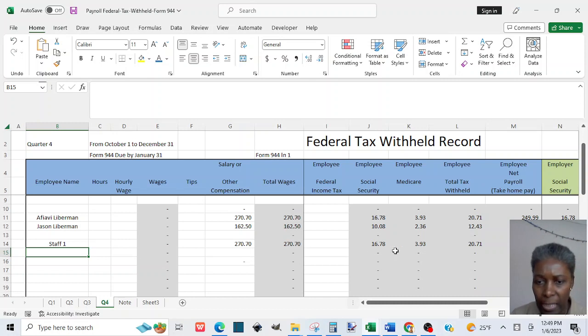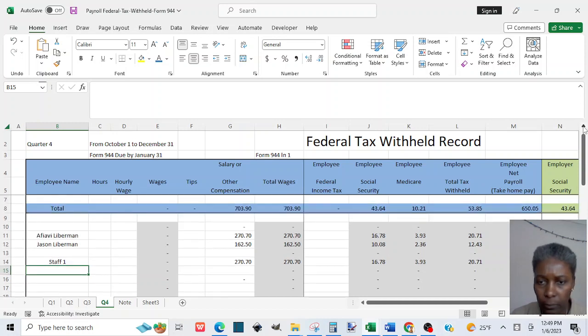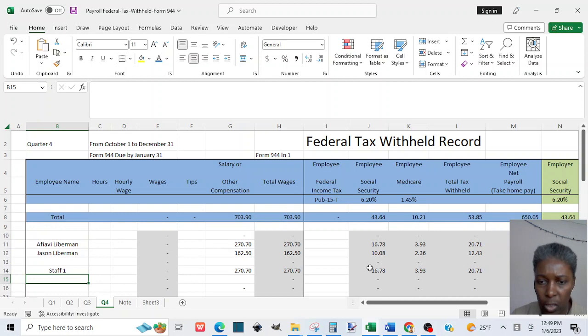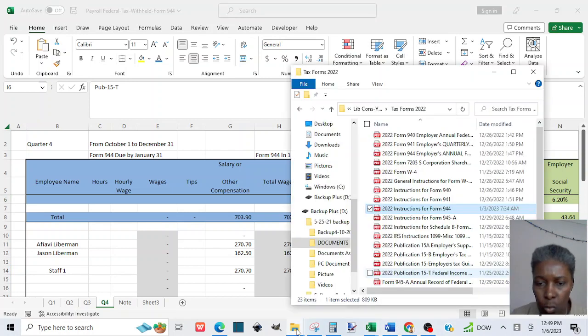it will automatically calculate the social security. So it will calculate the social security that you need to withhold from that $270.70. It will calculate the Medicare tax to withhold from that $270.70. And if you need to withhold federal income tax, it is a good idea to pull Publication 15-T. And let's go quickly look at Publication 15-T.